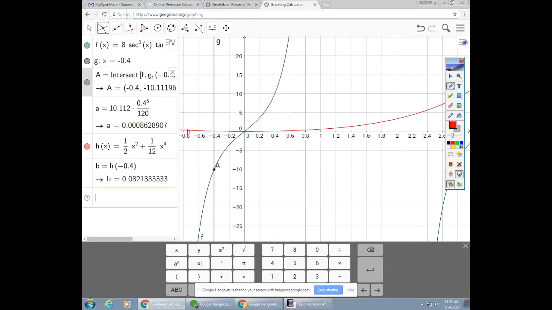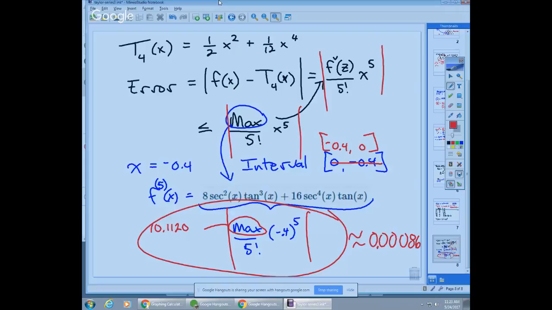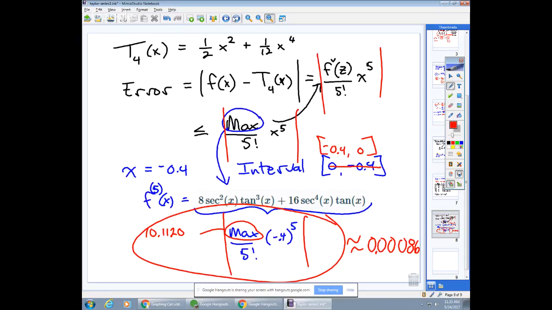Too many different pointing devices here. All right, back there. So if I back up here, oops, that's not backing up. There it is.